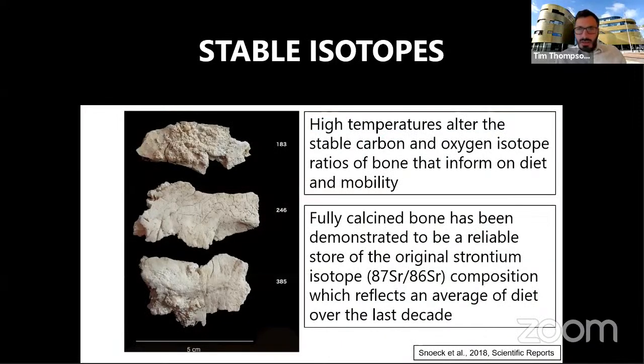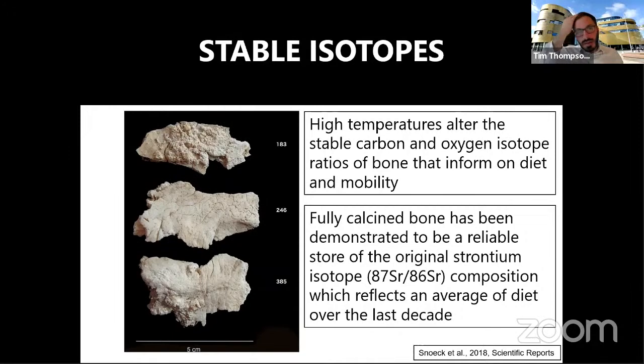There's also been an increased interest in the use of stable isotopes. Now, for many years, people have assumed that you can't do stable isotope analysis on burnt bone because of the impact of burning on the crystal structure and the chemical structure of the bone. It messes up the carbon and oxygen isotope ratios and makes them redundant for looking at things like diet and migration and so forth. But there's been some great work over the past few years focusing on strontium as a method for stable isotope analysis. And it seems that strontium isn't affected by the burning process, which is fantastic.